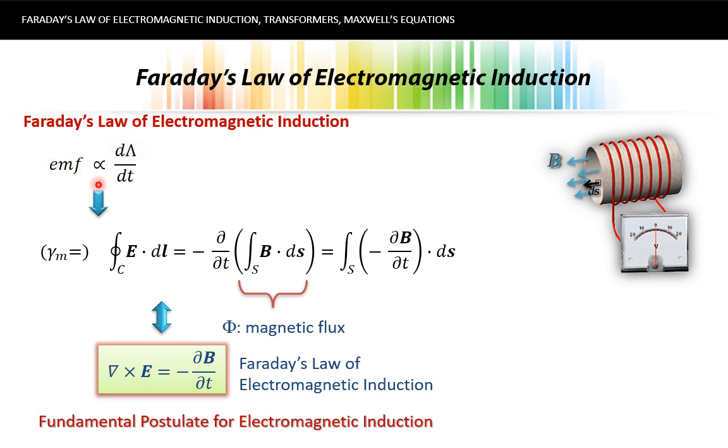So we have mentioned that EMF is proportional to d lambda over dt. We try to write the equation for EMF. Closed loop integration of E dot dl is equal to the minus partial time derivative of the integral of B dot ds, which is the magnetic flux.